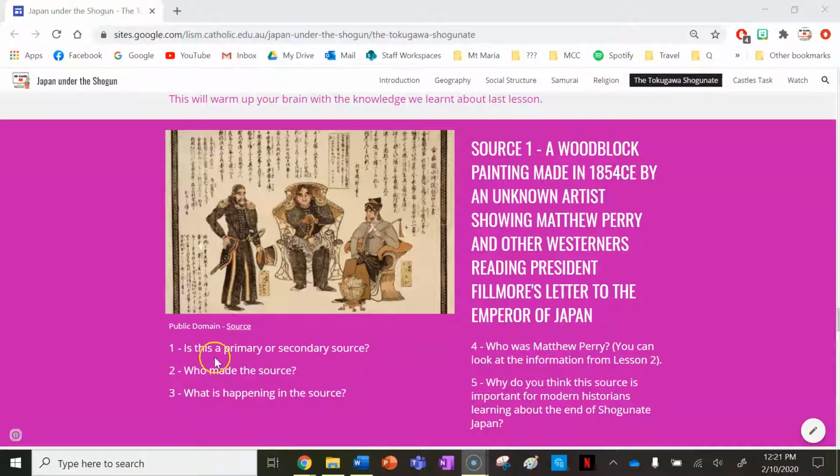So is this a primary or secondary source? Number 2, who made the source? Number 3, what is happening in the source? Make sure you answer those ones in your book, and make sure you read the description as well to find the answer for those ones.